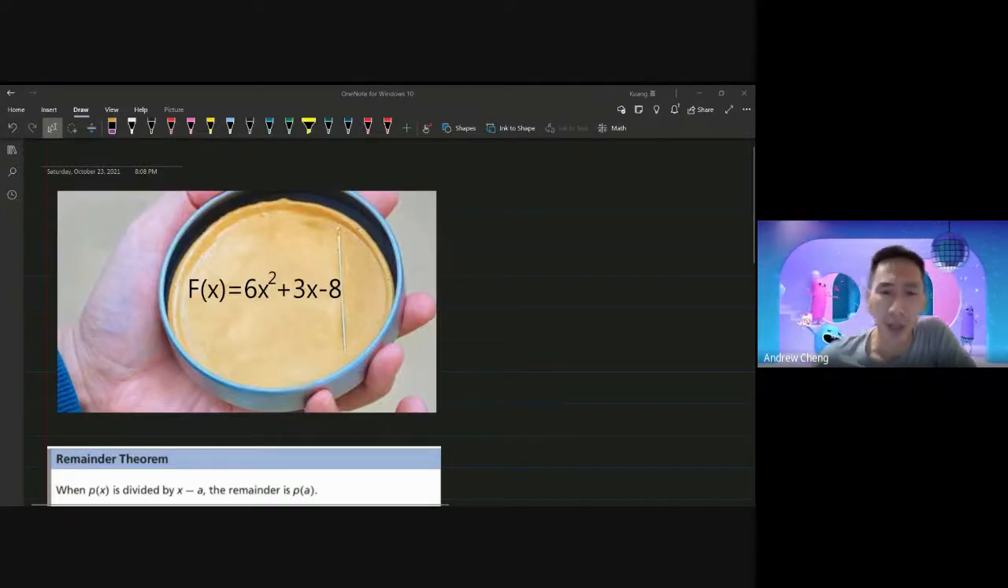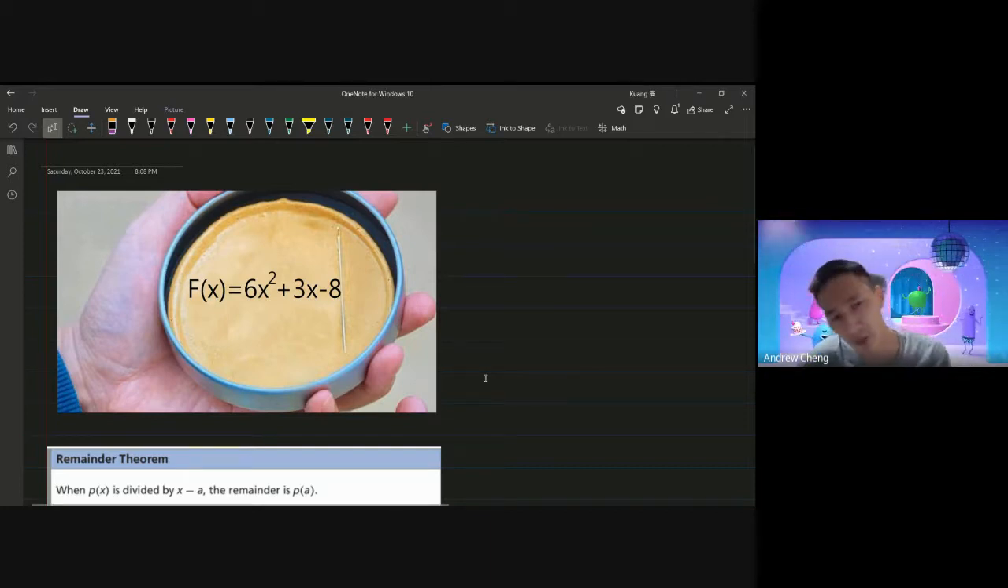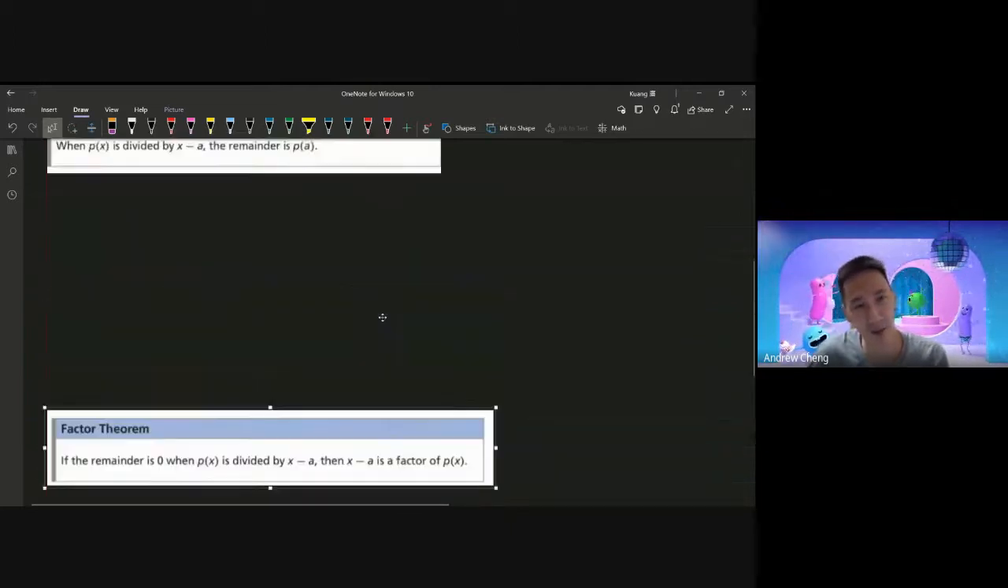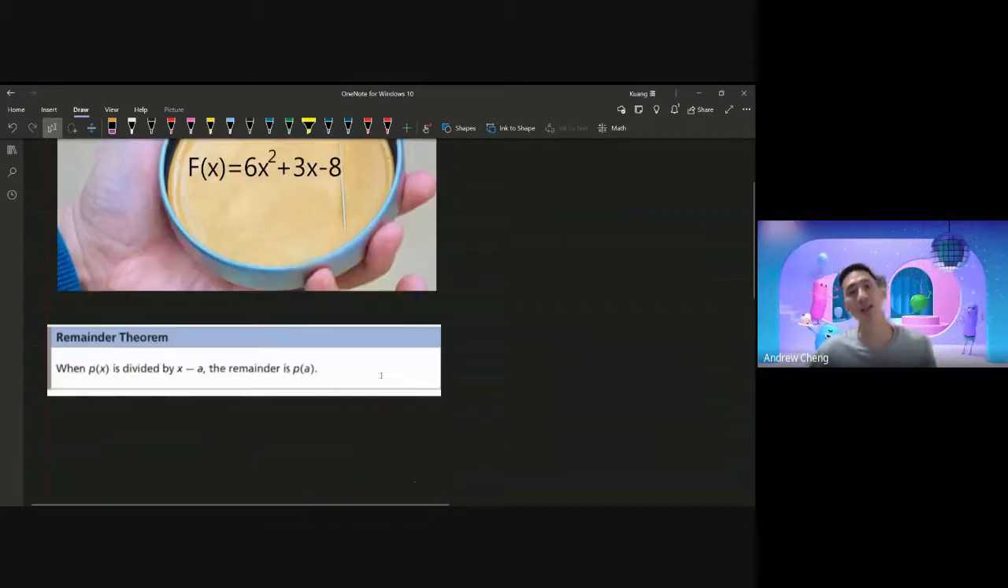Hello. Hi. Today we're going to talk about polynomials. Two important properties of polynomials. First is the remainder theorem, and second is the factor theorem. Right. We cut straight to the point.